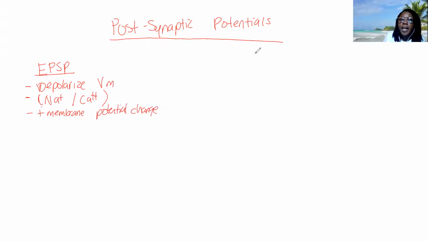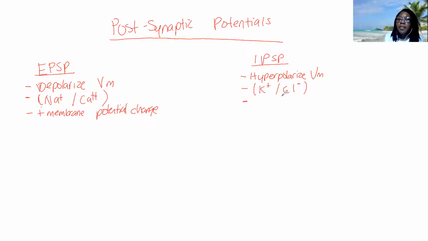We can compare that to IPSPs, which pretty much hyperpolarize the membrane potential. Which we said is the flux of potassium or chloride, because potassium has an outward ECF, although it's positively charged, and because chloride also has an inward ECF, we generate more of a negative environment inside the cell, and so that is going to be a negative membrane potential change.